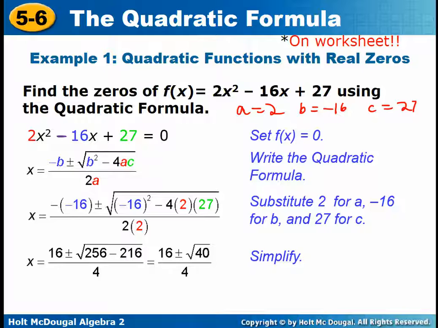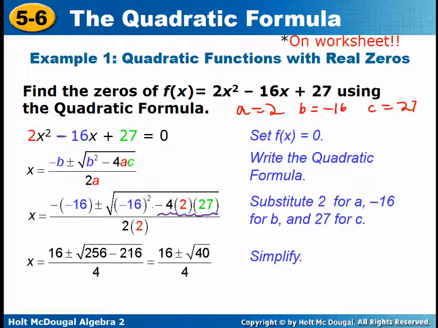Simplified, we would get 16 plus or minus, don't forget there's plus or minus, square root of 256, and then remember the order of operations says we need to multiply all of these before we do any subtraction. So 256 minus 216, and then the whole thing over 4. And then we keep going. 256 minus 216 is 40. So now we have 16 plus or minus square root of 40 over 4.